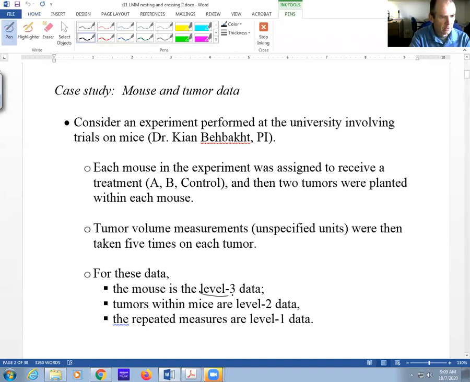So again, you can think of the level 3. That's the number that is the biggest, right? And that's associated with the biggest experimental unit, and that's the mouse in this case. And then we have tumors within mice, and then repeated measures. So 3-level data, kind of similar to the last example we had, where we had 3-level data and then repeated measures was the smallest level to it.